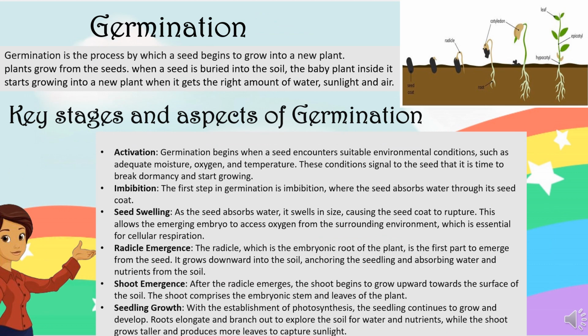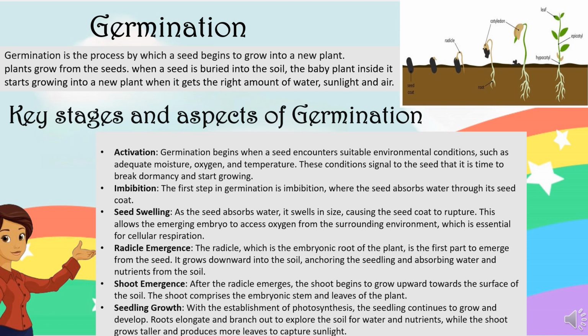We'll explore the captivating process of germination and the key stages involved. Germination is the process by which a seed grows into a new plant. Plants grow from the seeds. When a seed is buried into the soil, the baby plant inside it starts growing into a new plant when it gets the right amount of water, sunlight and air.